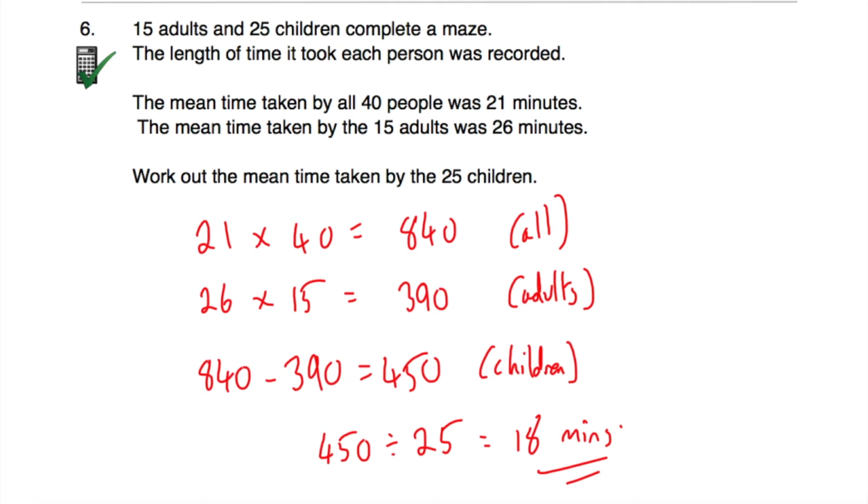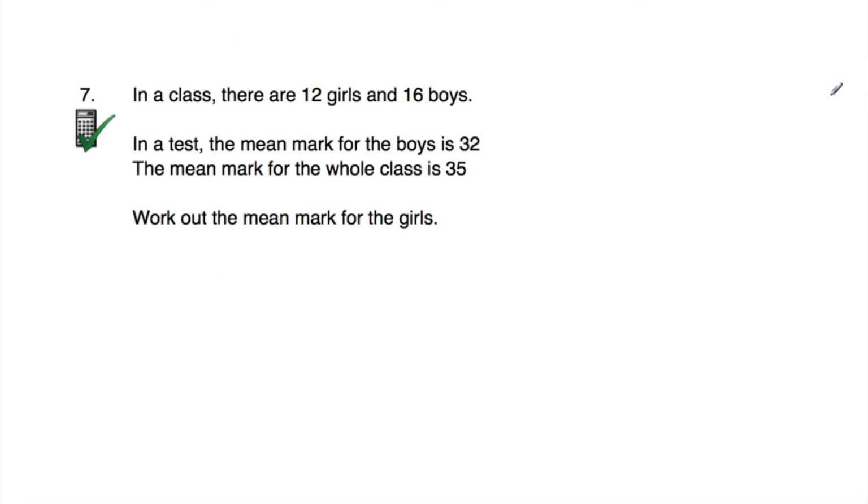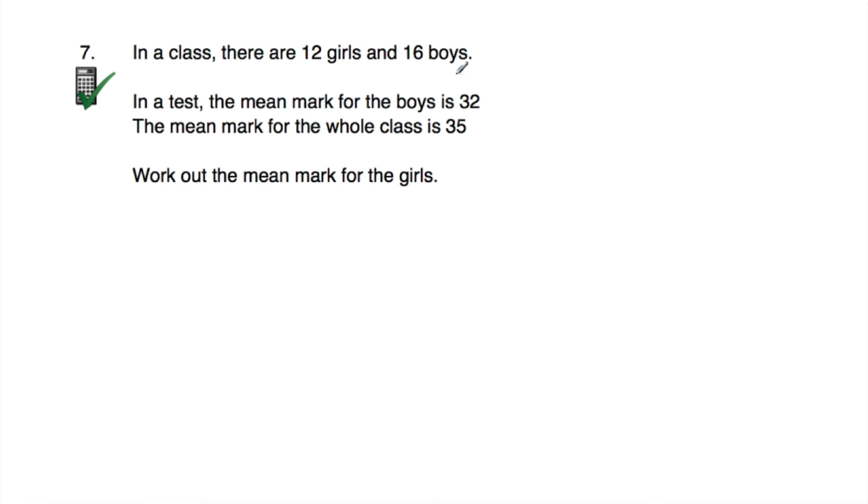Okay, let's look at our next question, question number 7. So question number 7 says, in a class there's 12 girls and 16 boys, and in a test the mean mark for the boys was 32 and the mean mark for the whole class was 35, and we've been asked to work out the mean mark for the girls. So this is a bit similar to the last question where we're told the combined mean, which is the mean mark for the whole class. We've got the mean mark for the boys and we want to find the mean mark for the girls.